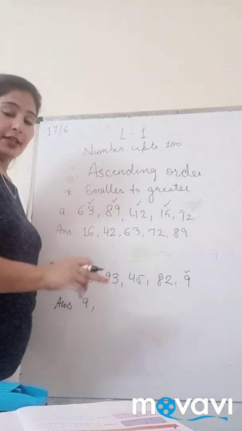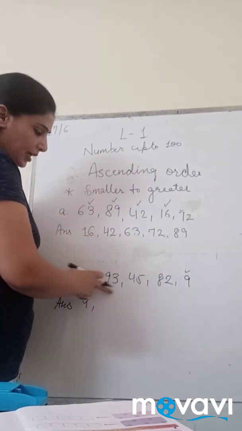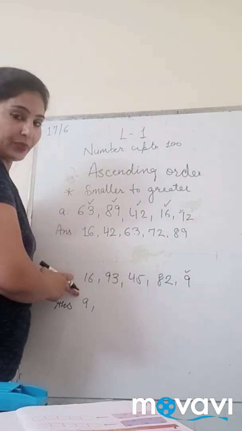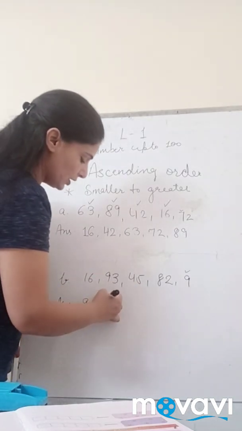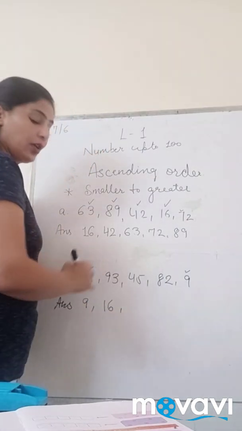Now I will find out if there is any number from the 1 series. Yes, 16, 93, 45, 82. Yes, 16 is the number which comes from the 1 series. So I will write 16 here. Then I will put a comma. Then I will put a tick on the 16.